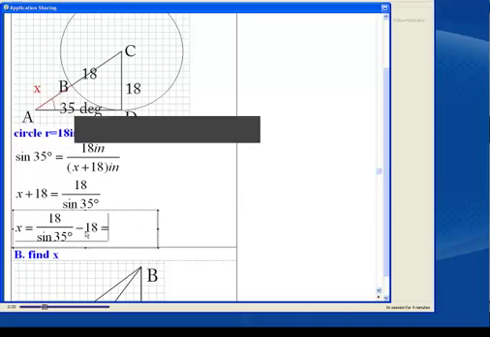And now we plug in the numbers, and I'm going to do that on the side here on the calculator, where I'm going to do 18 divided by sine 35 degrees minus 18, enter. 13.38 is what I come up with, but it looks like we have to round to two significant figures anyway, so it's going to be 13 inches.